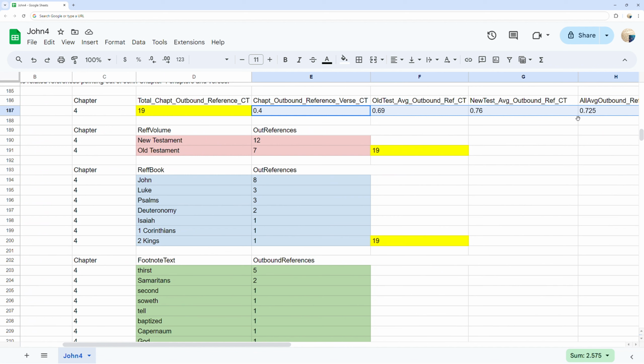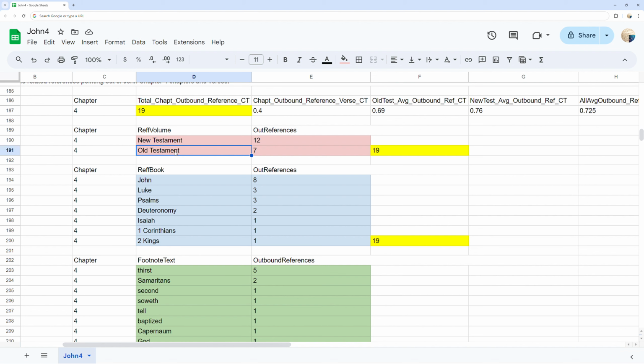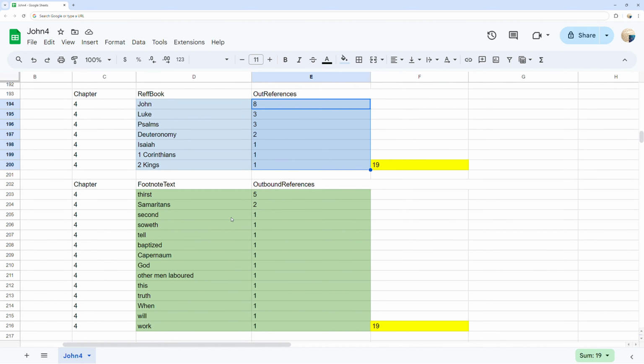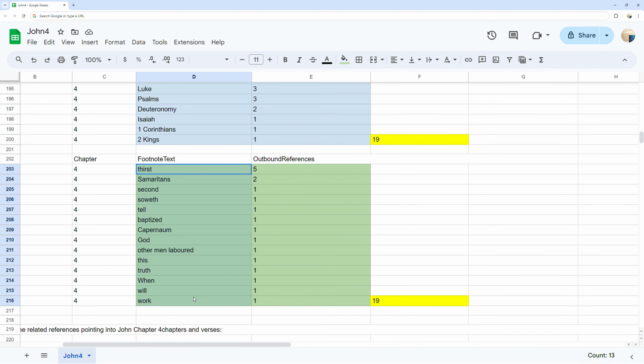In red, you can see the out references by destination of either Old Testament or New Testament ordered by counts. In blue, you can see 7 out references to the destination Bible books John through 2 Kings ordered by counts. In green, you can see 14 words in John chapter 4 that incur the related outbound reference counts to other Bible verses ordered by the count used.